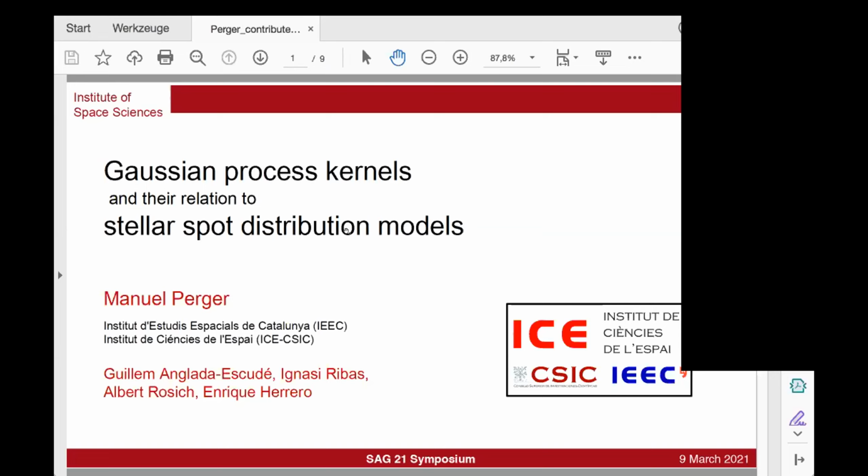And so what we wanted to know is how such radial velocity data is actually characterized by different stellar spot distribution models. How do commonly used Gaussian process kernels actually adjust on those data? And is there any possibility to improve on that process?